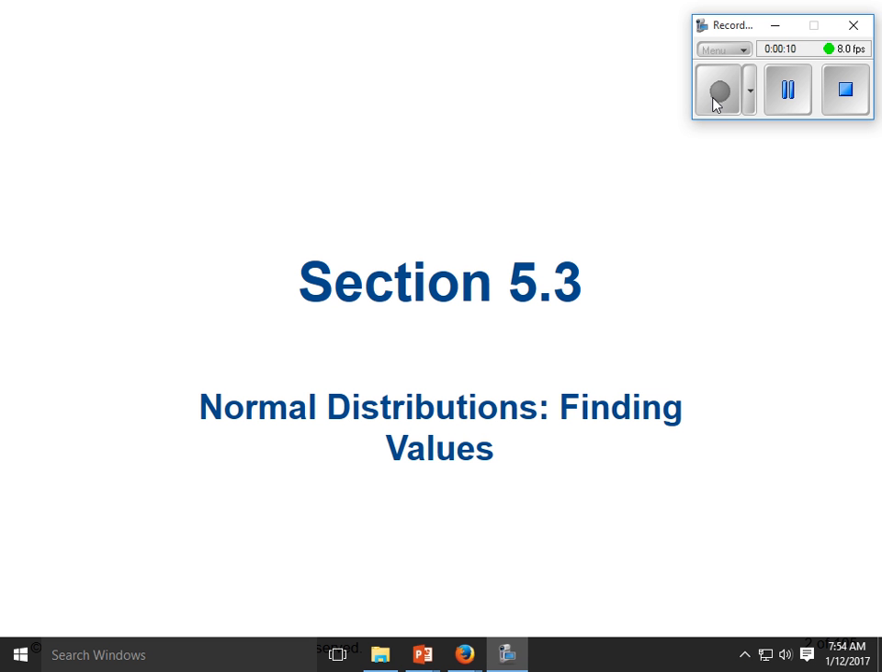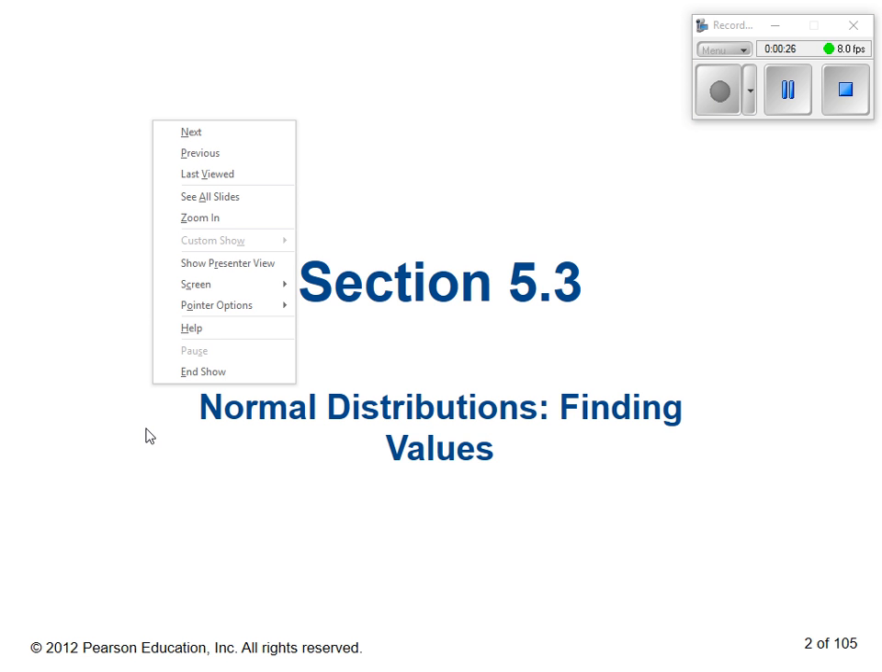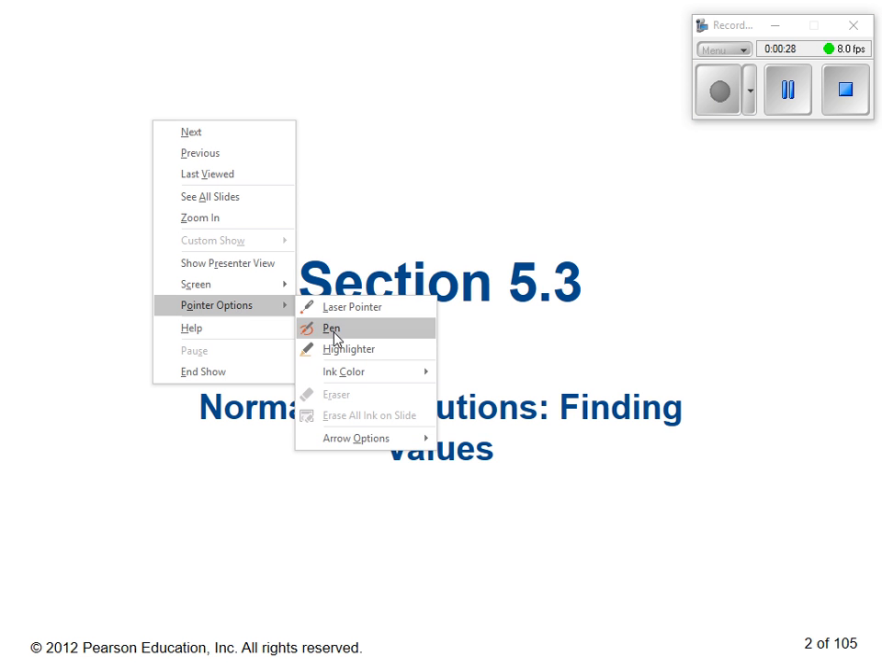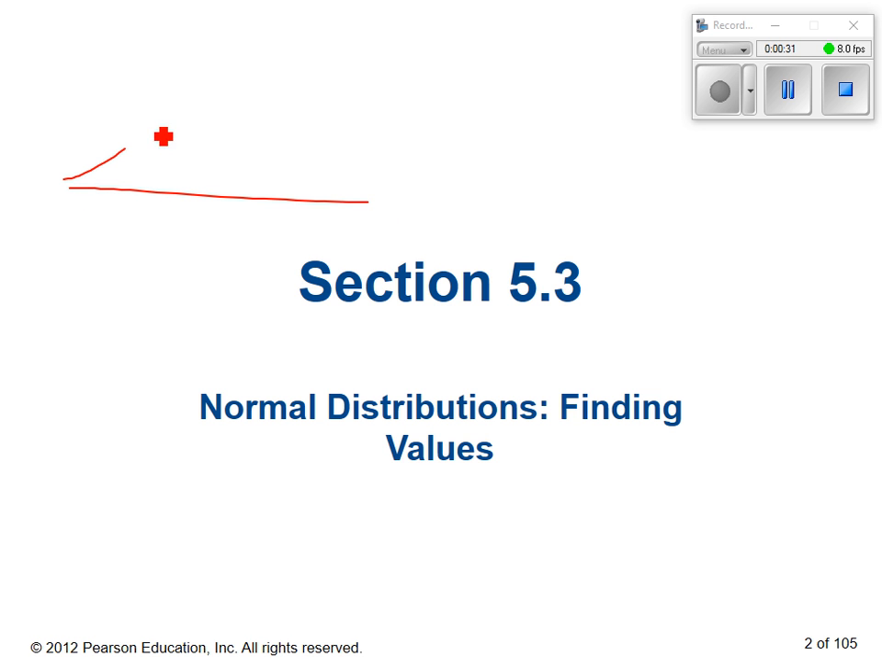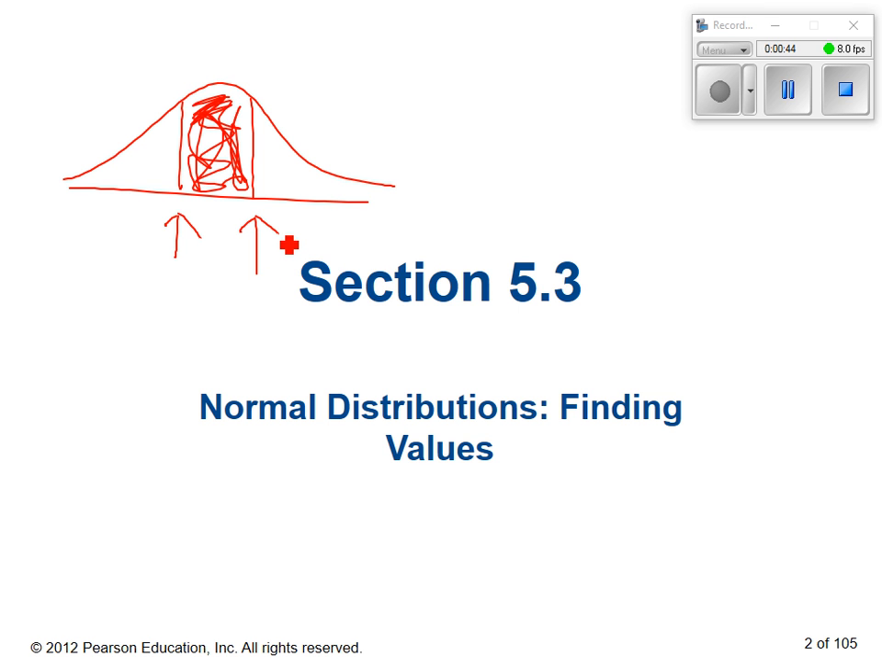So what we're going to do, normal distributions, but we're finding the value. So instead of finding the probability or the area under the curve, now we're actually going to be given the curve. We're going to be given the curve, and they're telling us, hey, we're looking at this area right here, and we want to find that value and that value. Sometimes we may want them in z-scores, sometimes we want them in raw scores.